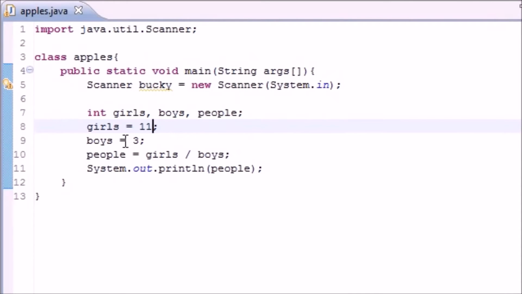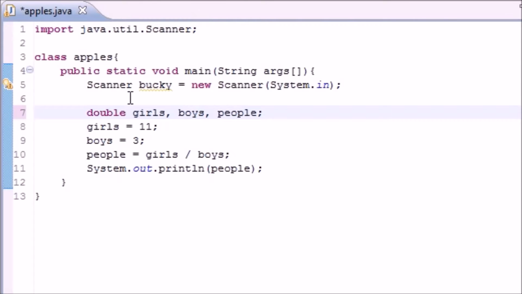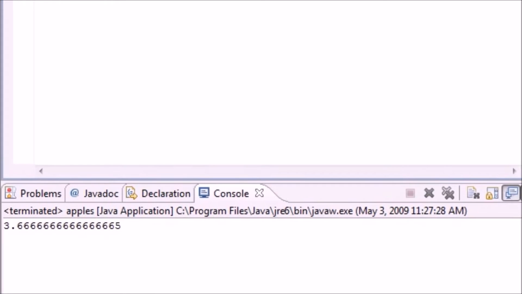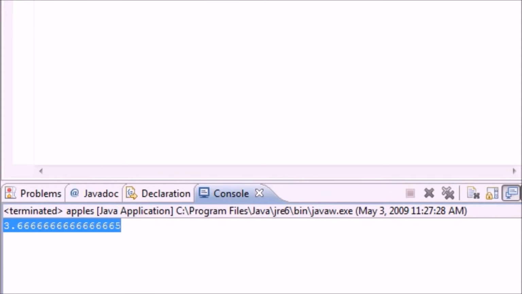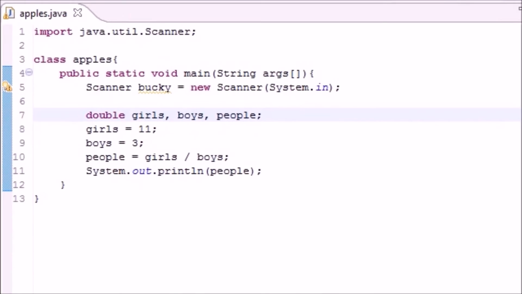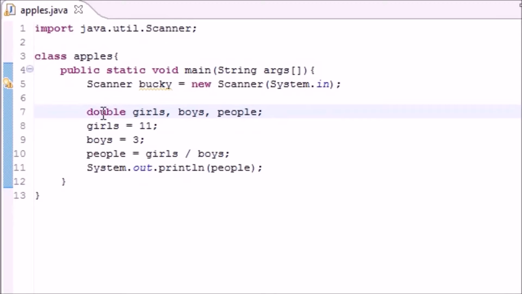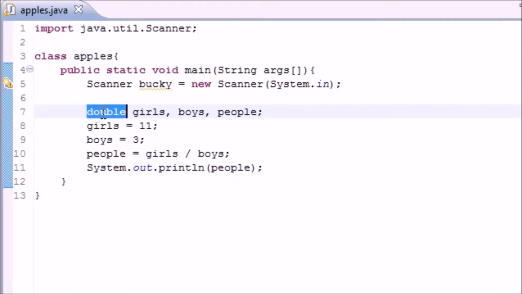Well, Java said, alright, you want to work with ints? Ints are whole numbers, so whenever you ask the question in ints, I'm going to give you an int. So if you want to get this number exact, you need to use double. So press OK, and there's your answer, 3.66. So that's the difference between int and double. Int gives you whole numbers, and double gives you a fraction of a number, or numbers with decimal points.